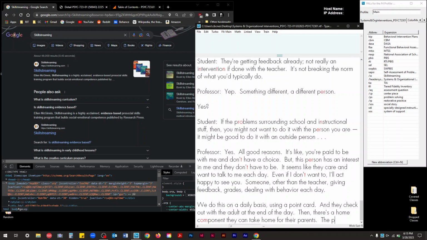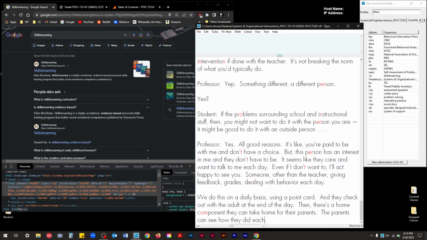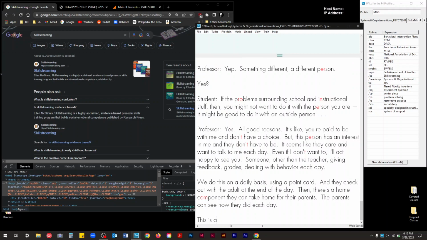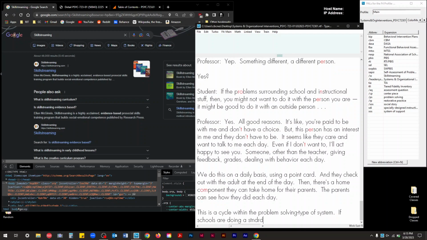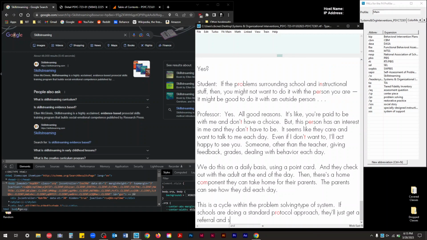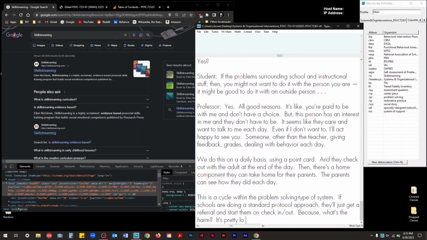It should be within that problem-solving type of system that we are deciding to put kids on check in, check out. So like I said, a lot of the schools are doing kind of a standard protocol approach. They get the referral and they just start them on check in, check out. Because what's the harm, right? That's pretty low intensity, low effort, and I can just go ahead and start that. And then it collects data.